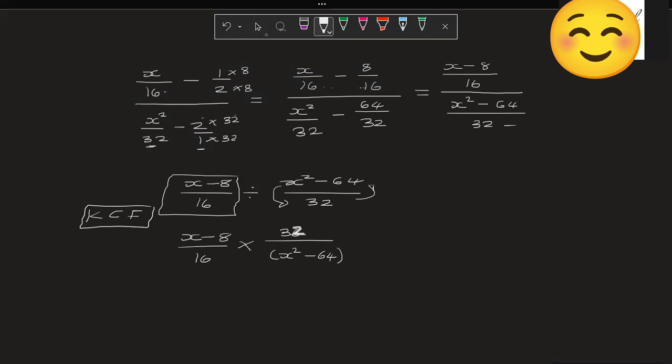Right. Now, we can see that this 16 goes into itself one time, 16 goes into 32 two times. But then now we can see that this is a difference between two squares. So let me just rewrite everything down. So we have x minus 8 over 1 multiplied by 2. We're going to have here, it's a difference between two squares. So square root of 64 is 8. And then if we divide this by 2, we're going to have 1.